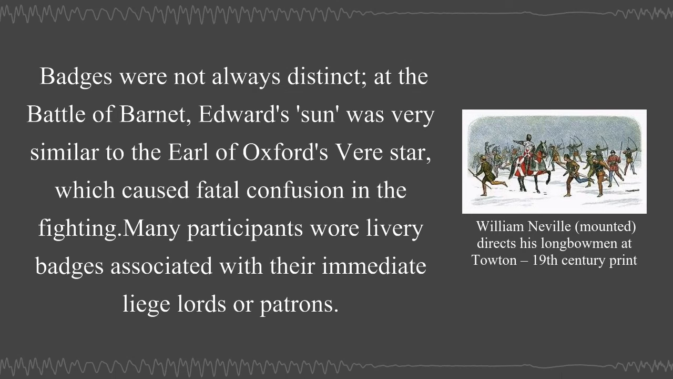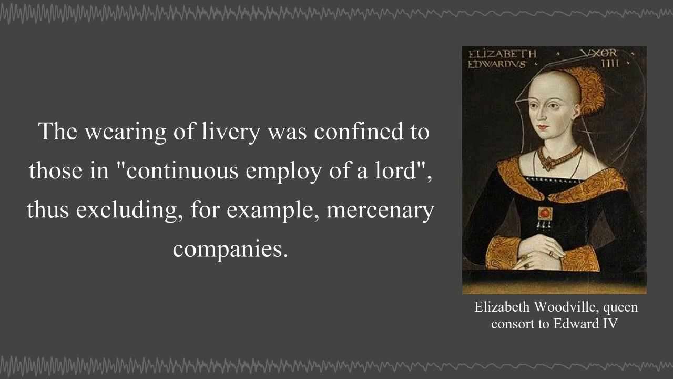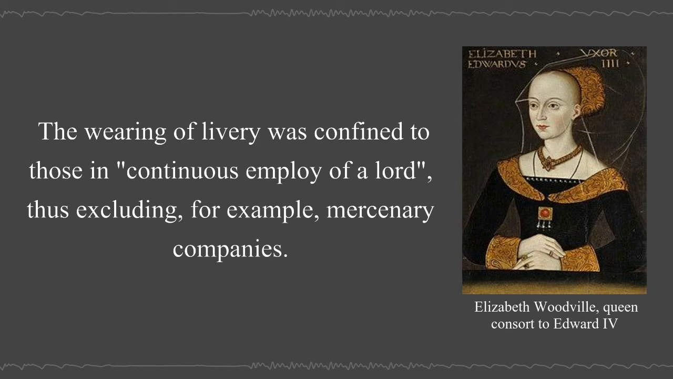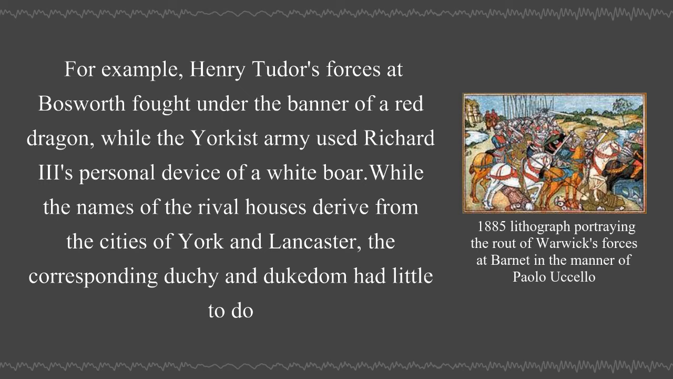At the Battle of Barnet, Edward's sun was very similar to the Earl of Oxford's star with streams, which caused fatal confusion in the fighting. Many participants wore livery badges associated with their immediate liege lords or patrons. The wearing of livery was confined to those in continuous employ of a lord, thus excluding, for example, mercenary companies. For example, Henry Tudor's forces at Bosworth fought under the banner of a red dragon, while the Yorkist army used Richard III's personal device of a white boar.